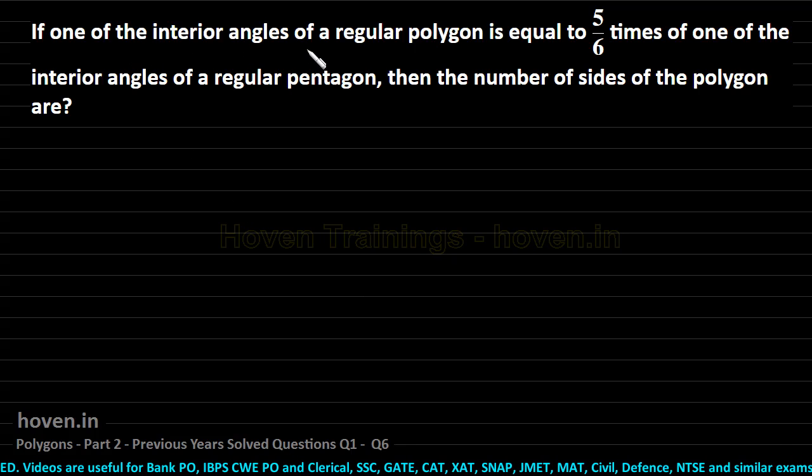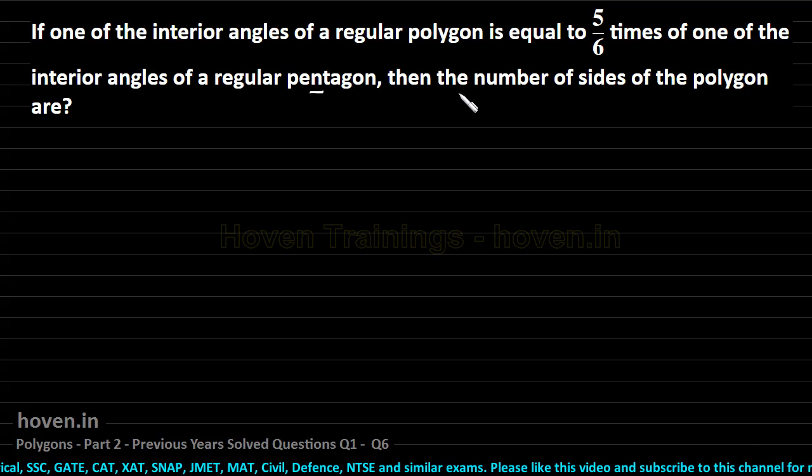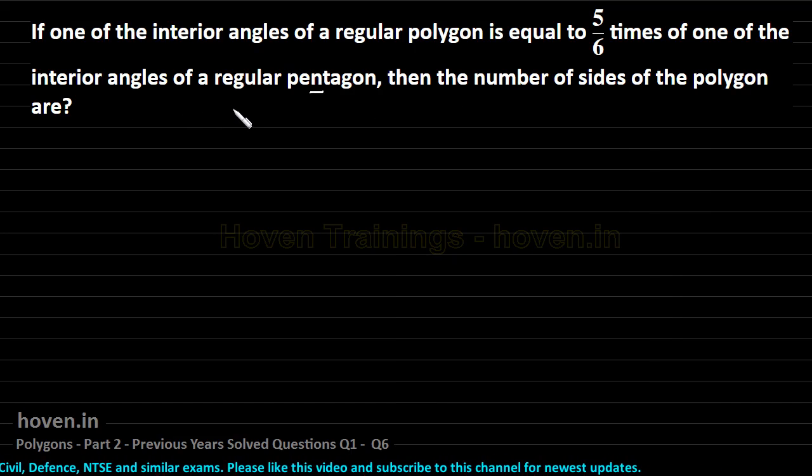If one of the interior angles of a regular polygon is equal to 5 by 6 times one of the interior angles of a regular pentagon, then the number of sides of that polygon are how many? First of all, we have been given a regular polygon, and we have been given a pentagon. Let us see how we'll proceed with it.